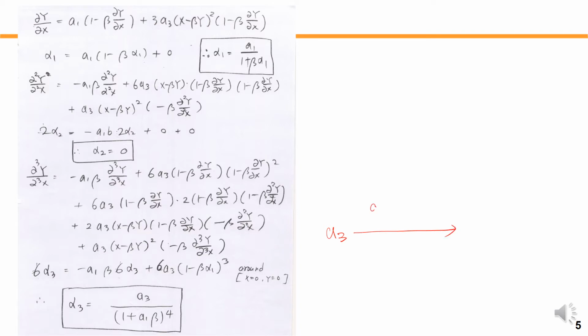Now after feedback, the third order distortion coefficient becomes what? A3 over 1 plus A1 times beta to the fourth power. So as you can see here, the third order distortion is suppressed by the loop gain, right? How much? 1 plus A1 beta to the power of 4, right?